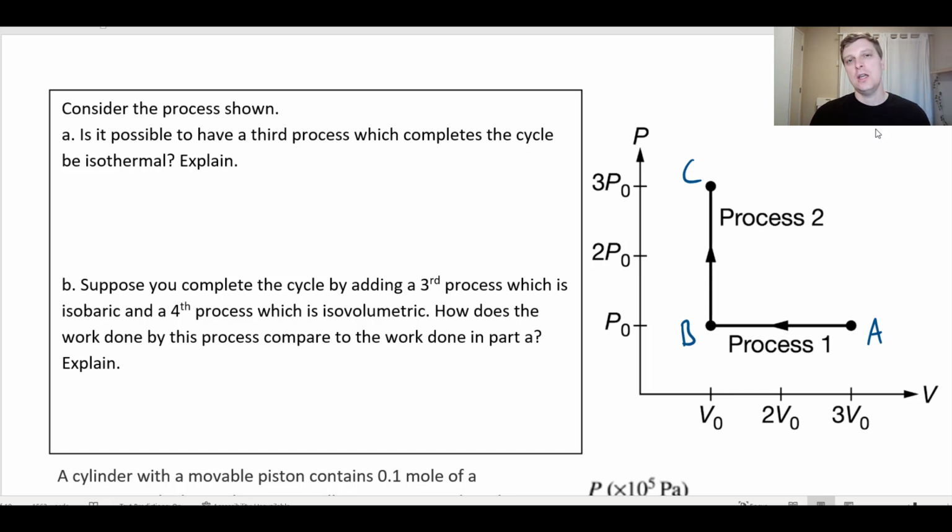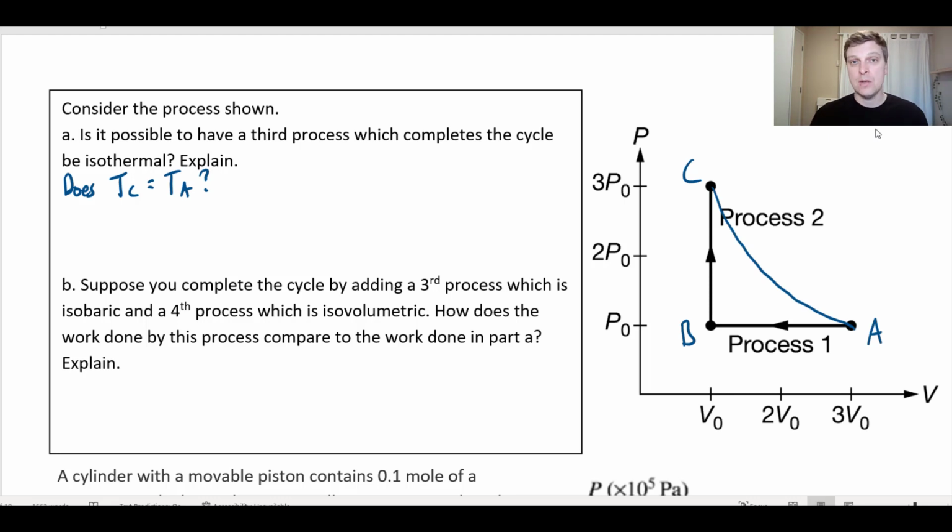And the first question is, is it possible to have a third process which goes from C to A and completes this cycle and have that process be isothermal? So the question is, can I have these 2 points connected by an isotherm? Or could that curve be isothermal? So the thing to consider is, if that is an isotherm, then really it's asking the question, does the temperature at C equal the temperature at A? That's really the question that's asking.